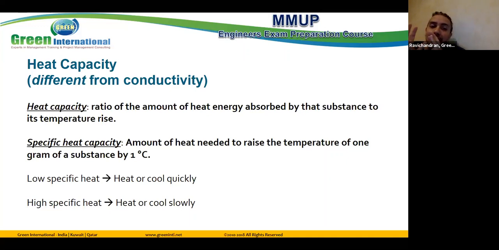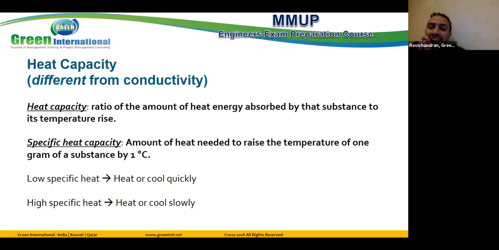Heat capacity is the amount of heat energy absorbed by a substance for a temperature rise. The definition of specific heat capacity is the amount of heat required to increase 1 unit of mass by 1 degree C. A material with low specific heat heats and cools quickly. With high specific heat, it heats and cools slowly.